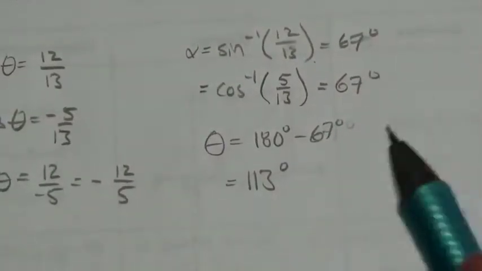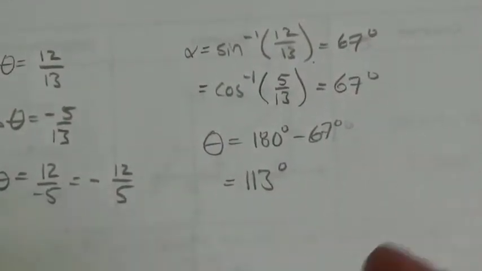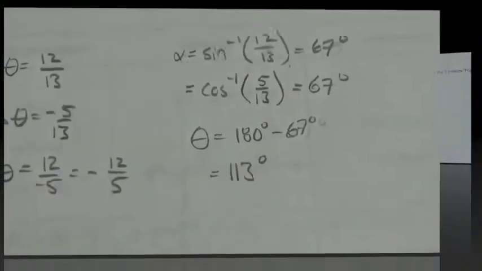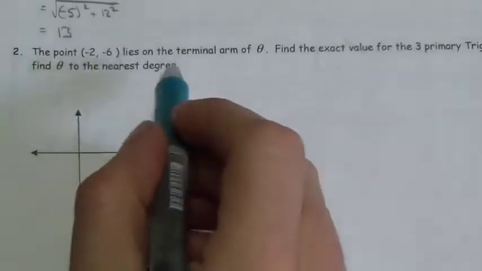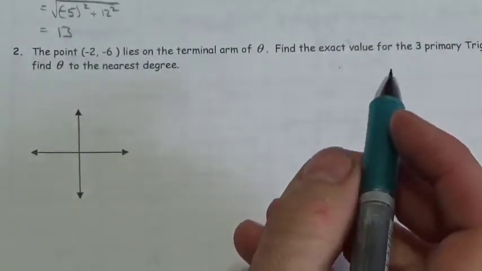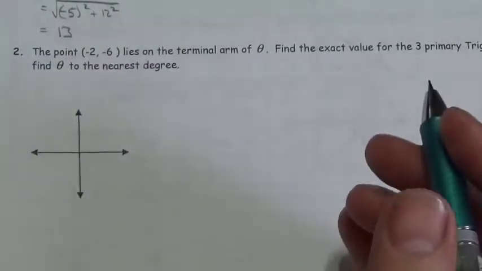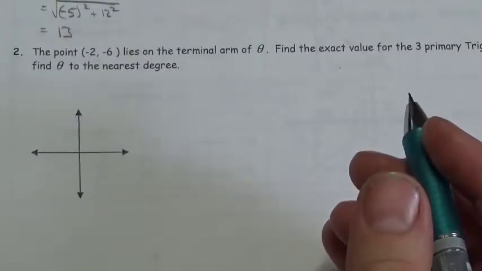We're going to do a bunch more examples, and hopefully the more times you see this pattern happen, the easier it'll get. All right, now in this question, we read that it's the point -2, -6, and that lies on the terminal arm of theta, and we want to figure out, again, the three primary trig ratios, and then find the angle.